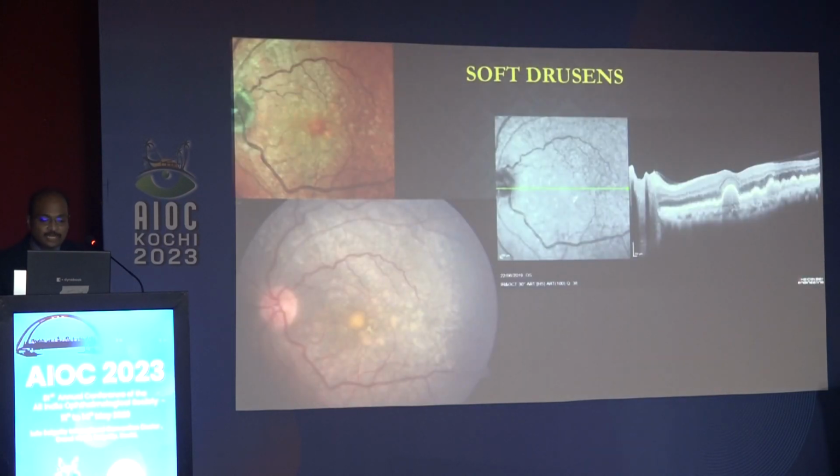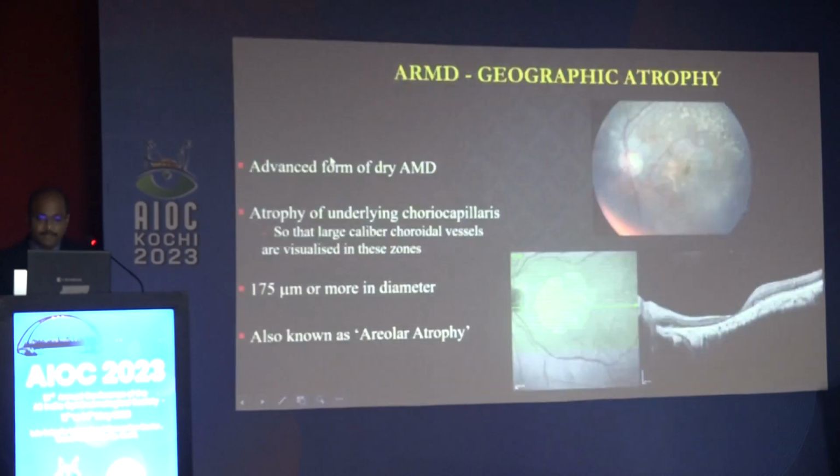Okay, and now these are soft drusen. So you see more dome-shaped lesions and little rounded lesions, and you can see that on the fundus photo here as well as the multicolor image there.